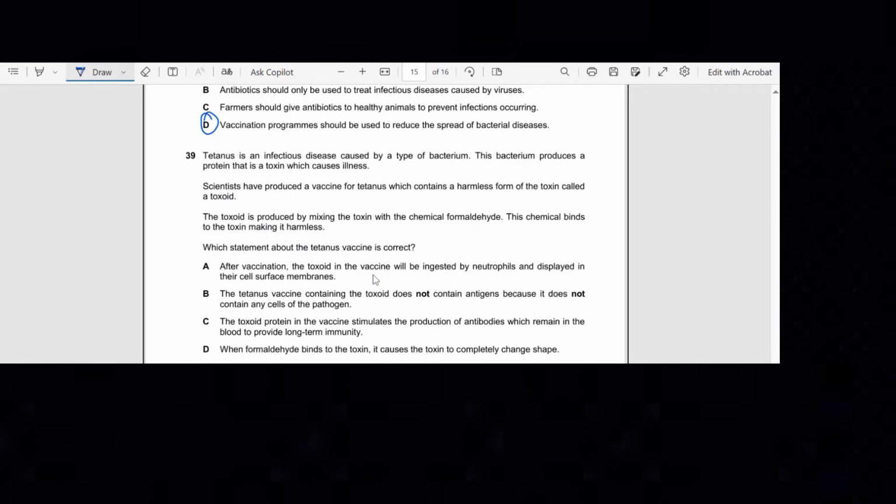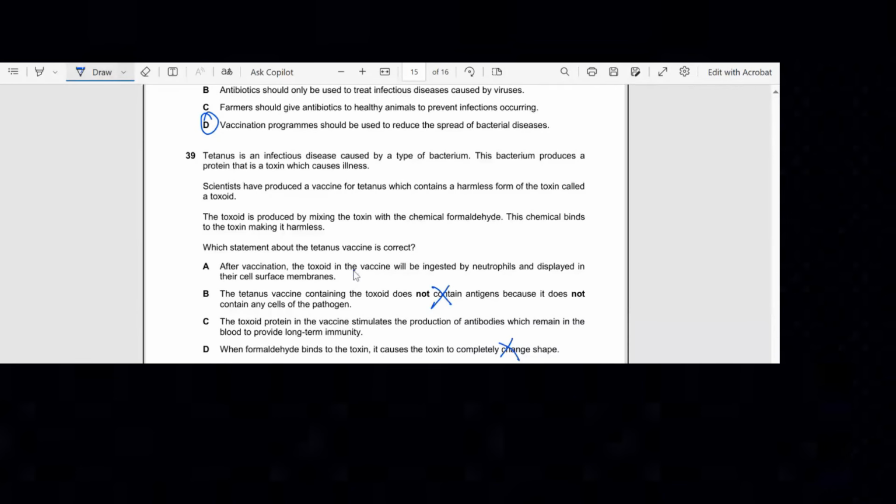After vaccination, the toxoid in the vaccine will be ingested by neutrophils and displayed in their cell surface membrane. Of course, the tetanus vaccine containing toxoid does not contain antigen. This statement is wrong, outrightly. When formaldehyde binds to the toxin, it causes the toxin to completely change shape. This is also outrightly wrong.